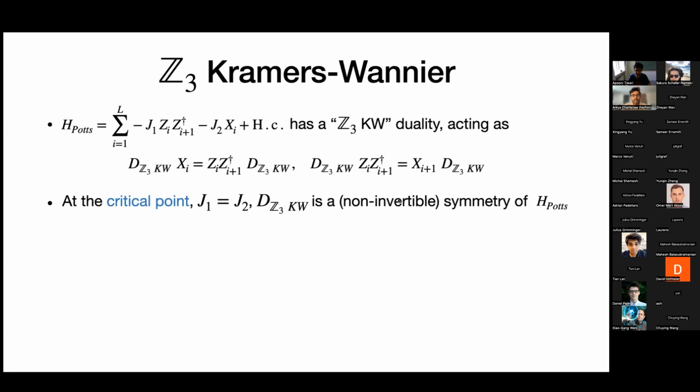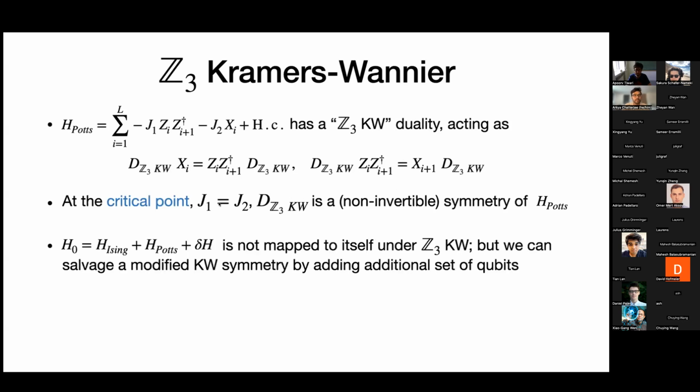You can play the same game. It becomes a non-invertible symmetry at the critical point. But this big Hamiltonian that I just wrote down, which combines all of these things, by itself actually does not preserve its form under this action, simply because you have to do something to the qubits as well.